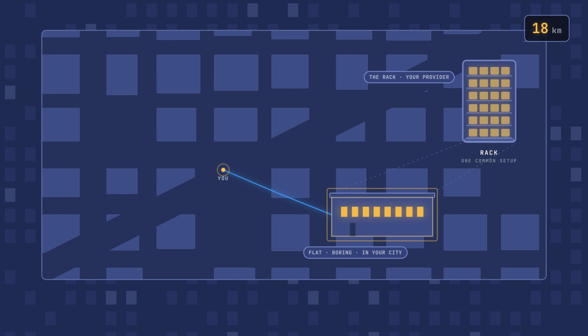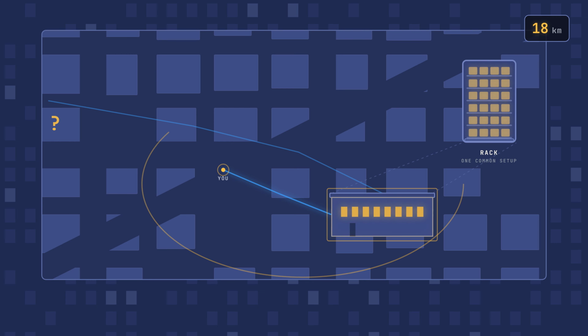The rack belongs to your provider, the video copy doesn't. Which raises a much better question. How did a copy get there? You only just pressed play. Because a cache like that isn't the internet's memory. It's your neighborhood's. It may have arrived before you did. Hours before you did.